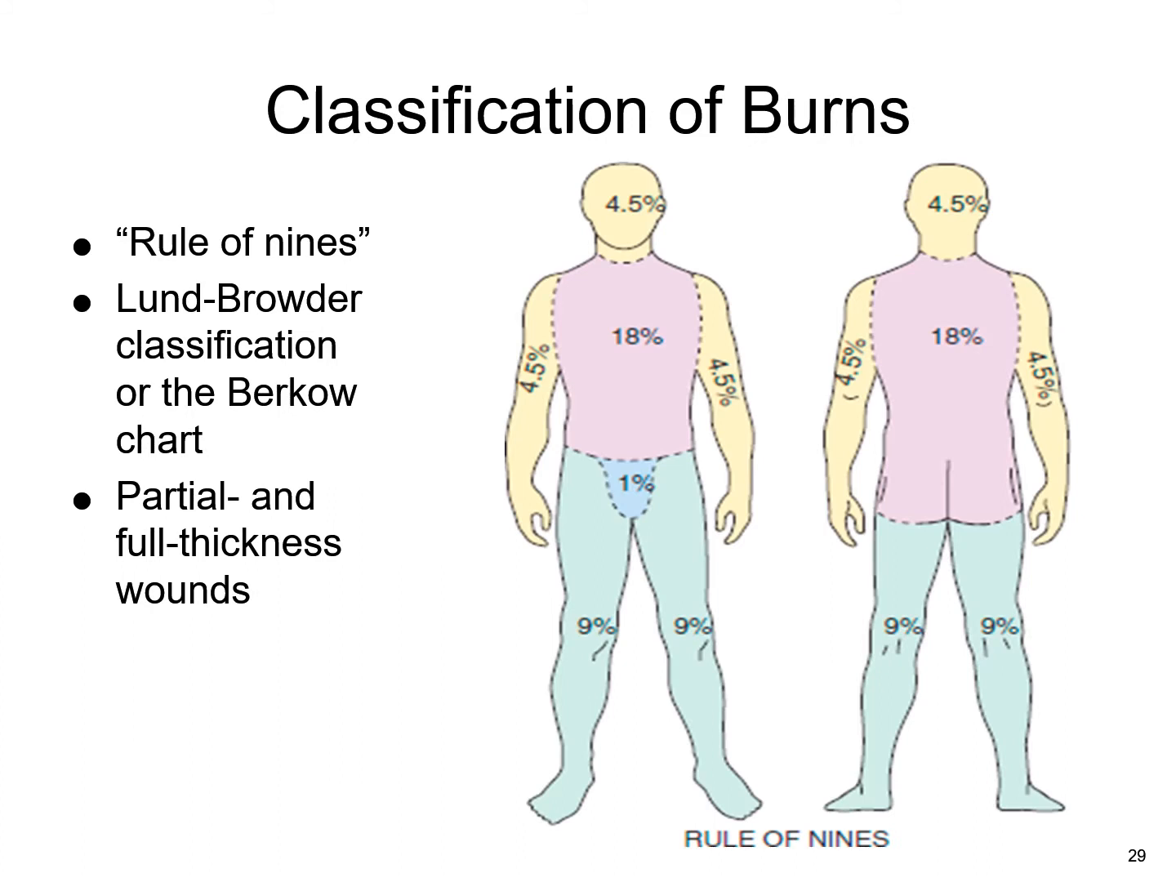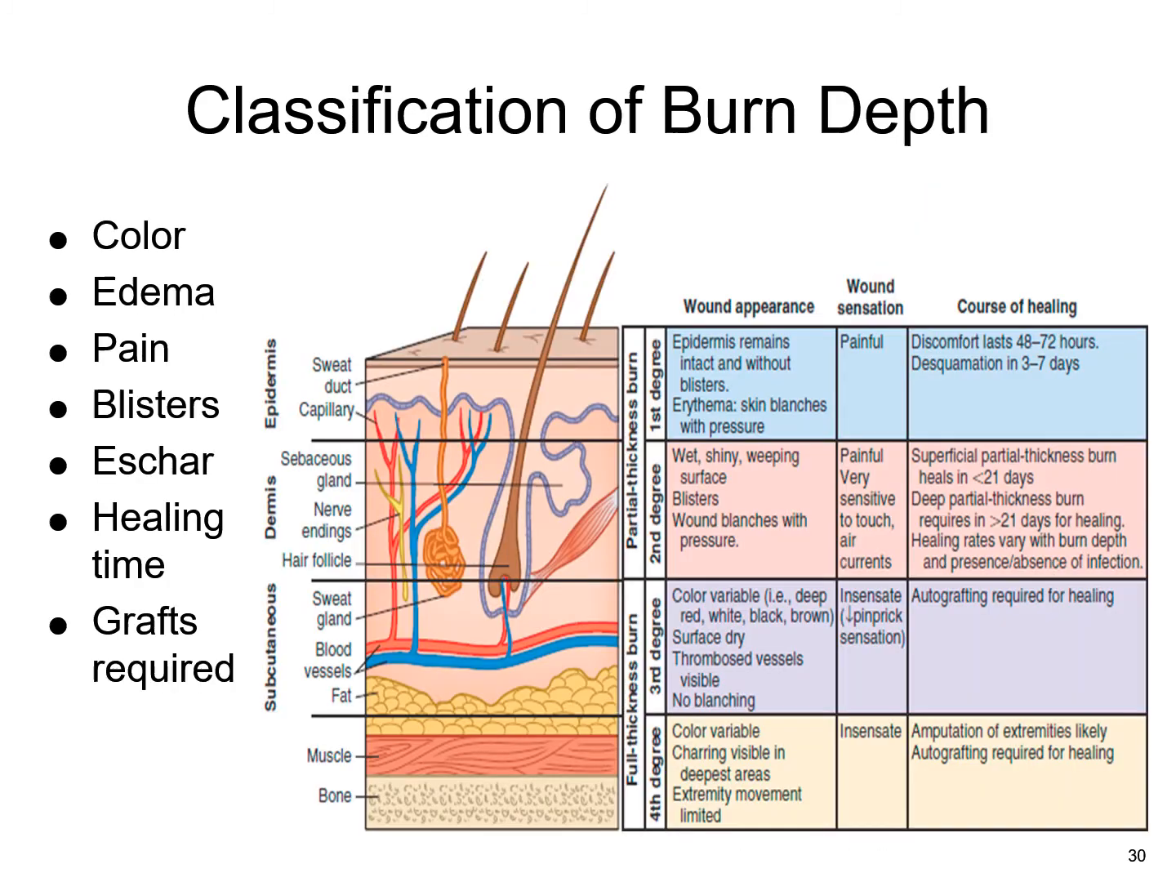The Lund-Browder classification or Berkow chart can be used to compute the depth of the burn and the extent of the injury according to age and total burn estimate. This is used as the basis for treatment. The tissues involved in burns are of various depths. A first-degree burn is epidermal tissue. This is the superficial epidermal layer and it does not need treatment. These are routinely blistered or reddened.